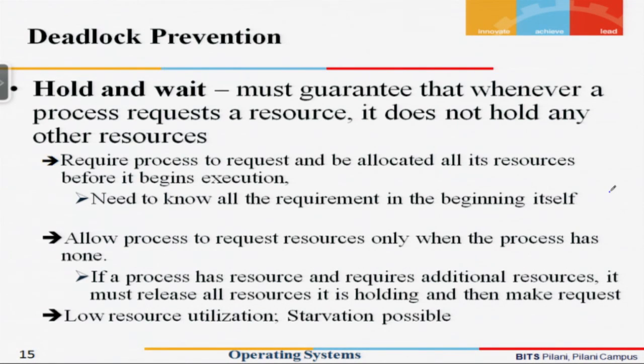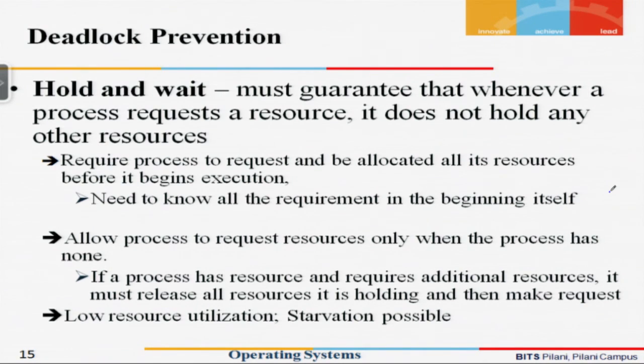If this has to be done, how are the processes going to execute? Processes may require a number of resources. One approach can be that the process would be required to request all the resources which it wants before it begins execution. In this case, the process would need to know in advance what resources it is going to require, and it should make all the requests, and it will get all the requests allocated.